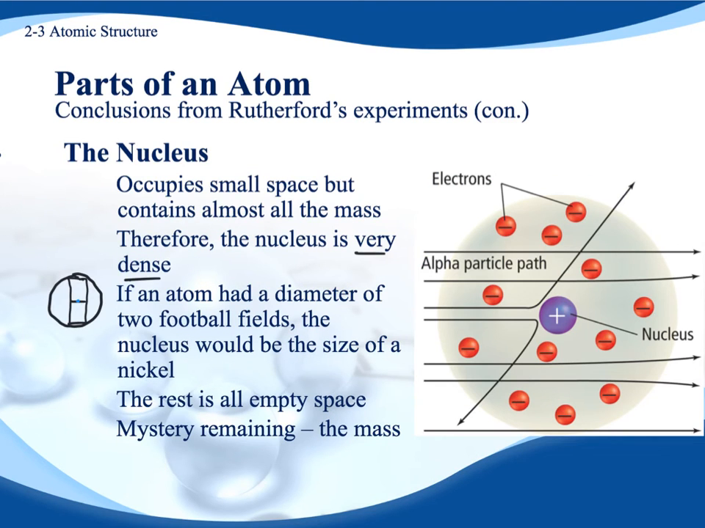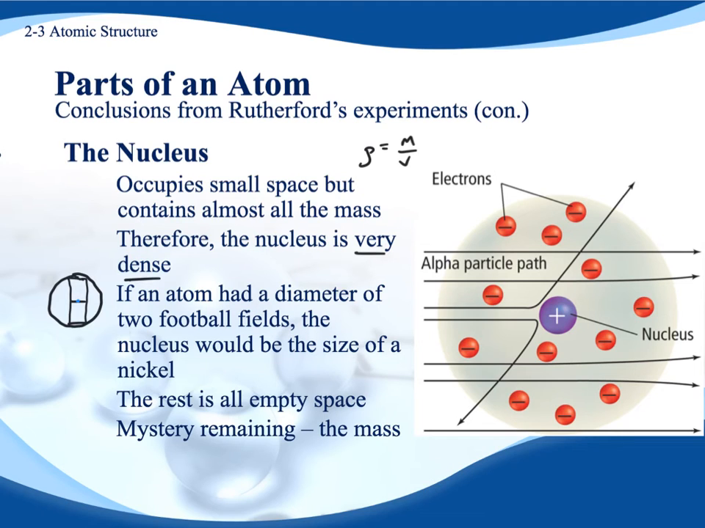Okay, so what do we know about the nucleus based on Rutherford's experiment? Well, we know it occupies a small space, but contains almost all the mass. Therefore, the nucleus is very dense. Remember, our equation for density is mass over volume. What we're saying here is that mass is really big and volume is really small. If you have a big number divided by a really small number, that's going to give you an even bigger number. So the density here is very, very high.